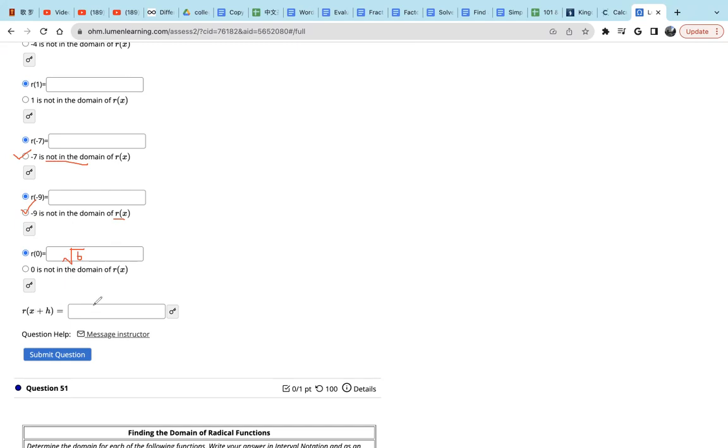r of x plus h, so the square root. x is now x plus h, so x plus h plus 6.